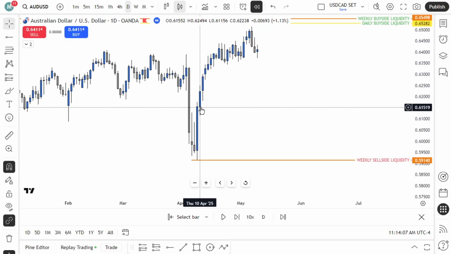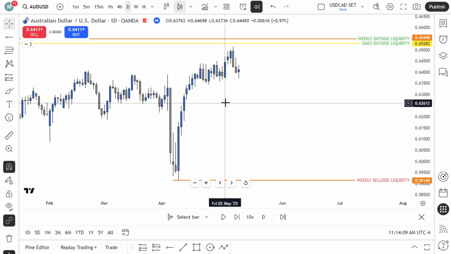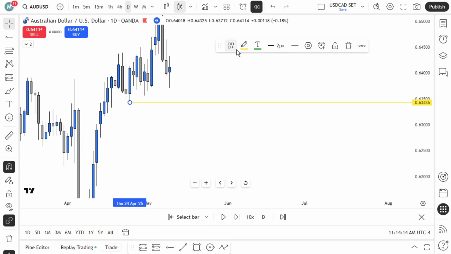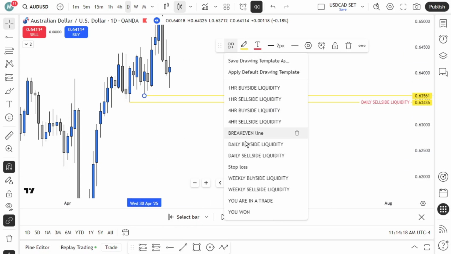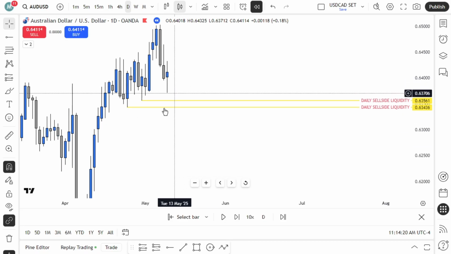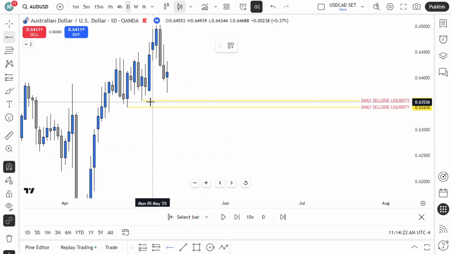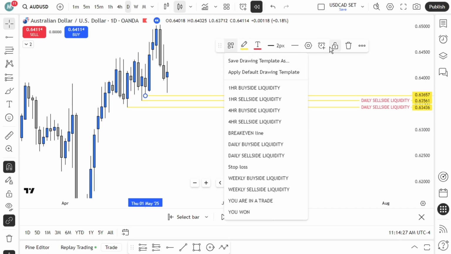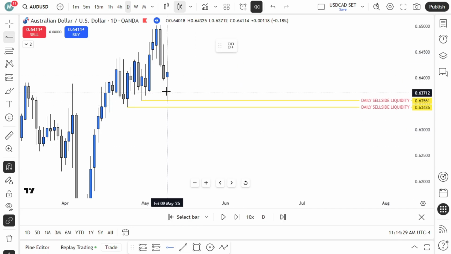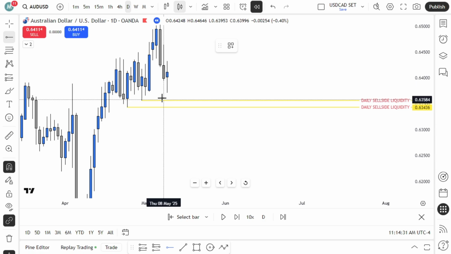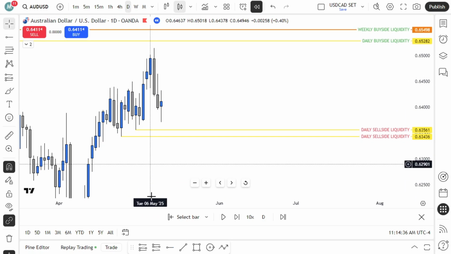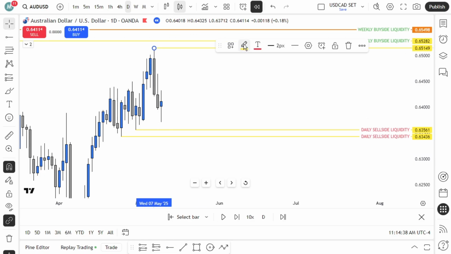Now let's look at our sell side liquidities on the daily chart. We have this daily sell side. We have this daily sell side. Also have this. And we have this daily buy side.